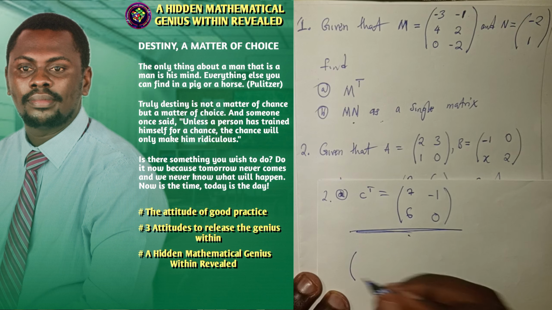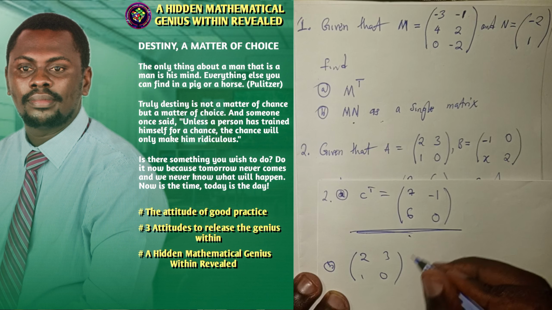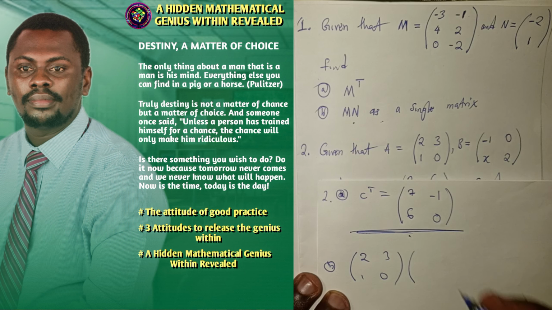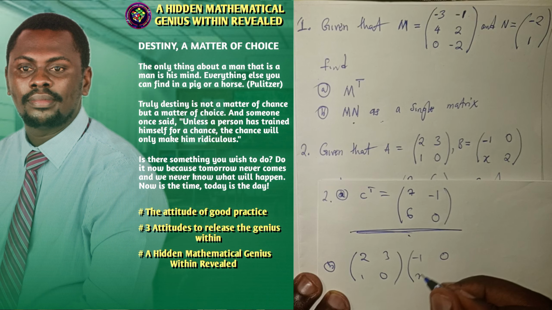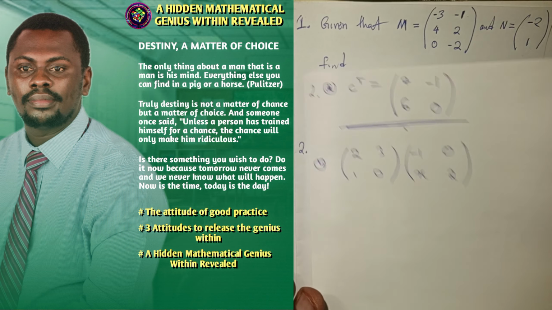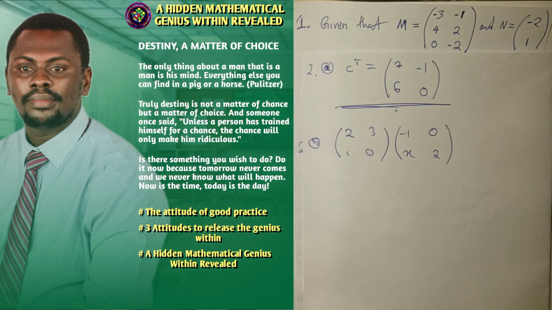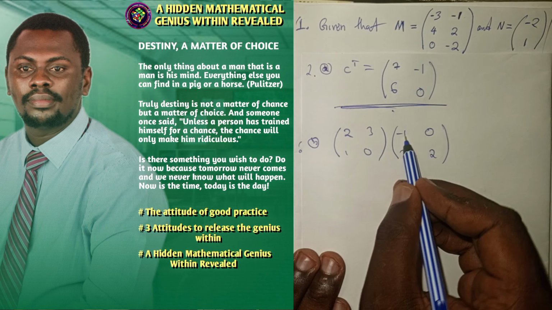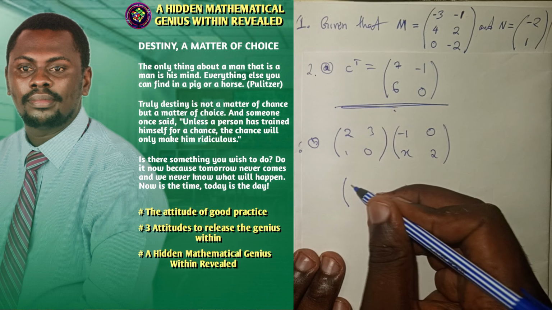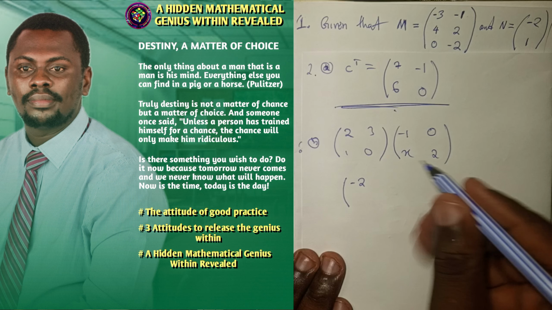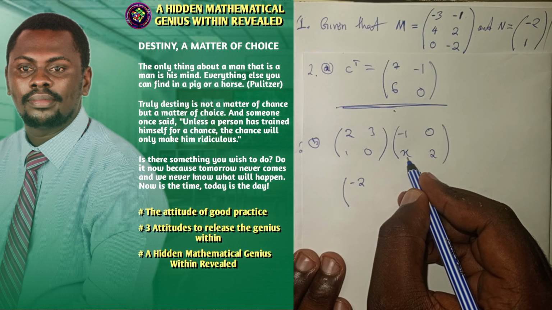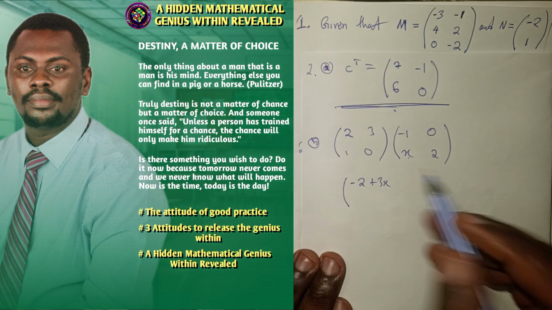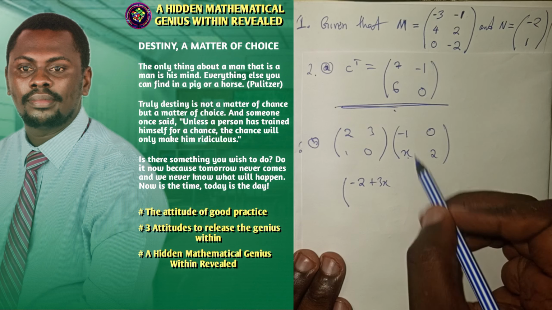So AB, that is matrix A, we have 2, 3, 1, 0, multiplied by matrix B, that is negative 1, 0, x, and 2. When you are multiplying matrices, we know that it should be row multiplied by column. So we have 2 multiplied by negative 1, you get negative 2, plus 3 multiplied by x, you get 3x, so plus 3x. So this row has multiplied this column.